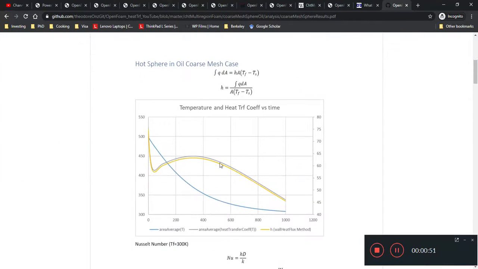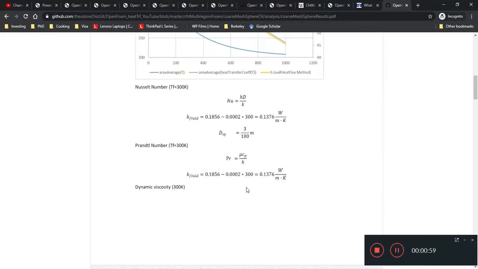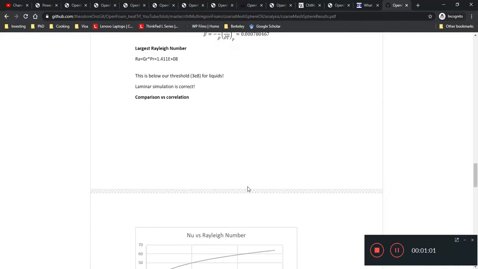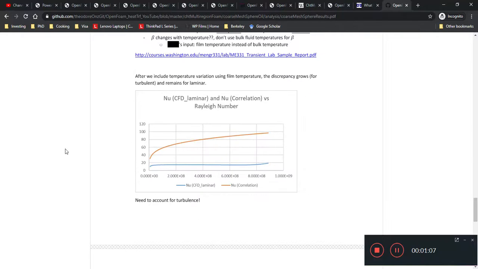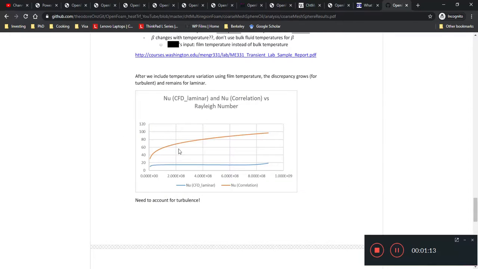You see the heat transfer coefficient. Yes, the two methods of heat transfer coefficient calculation match well and work well, and it also shows you that it doesn't match the Nusselt and the Rayleigh number. Of course, you can use temperature as the basis of comparison, but yeah.